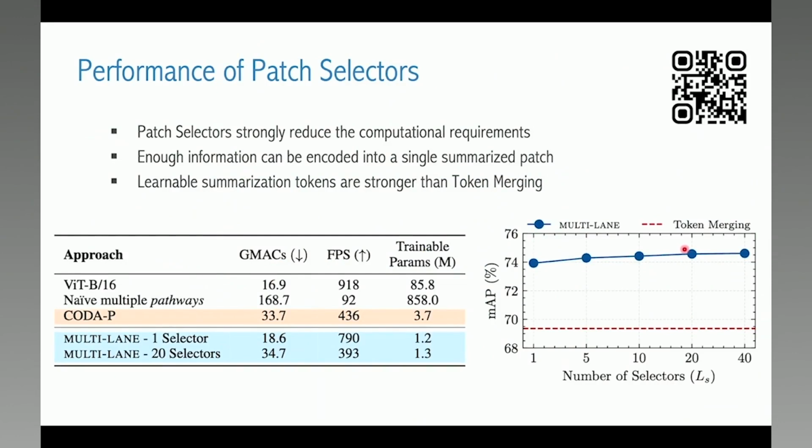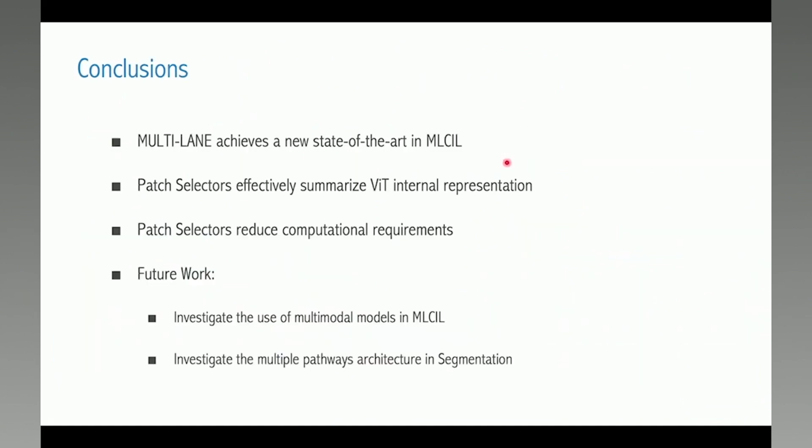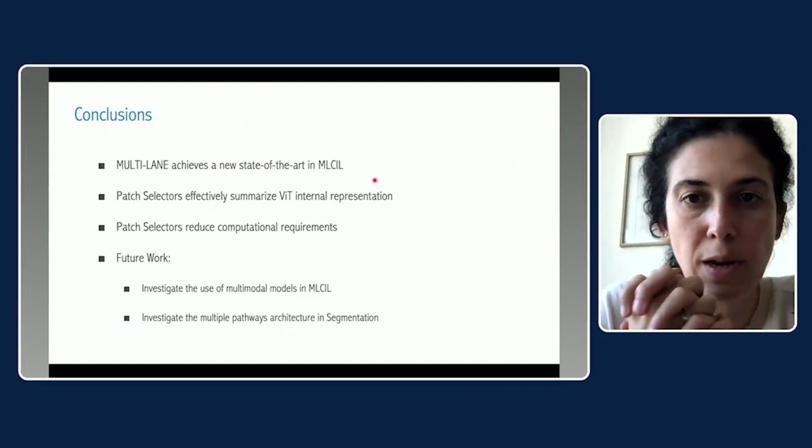Going into efficiency, we also evaluated our method, and we saw that this idea of the patch selectors is actually very competitive with the state-of-the-art methods. For instance, with token merging it is actually better. And another interesting thing that we found is that even if you employ few selectors, like 1 or 2, then our approach is still very competitive, and enough information can be encoded even if we are using a single summarization patch.